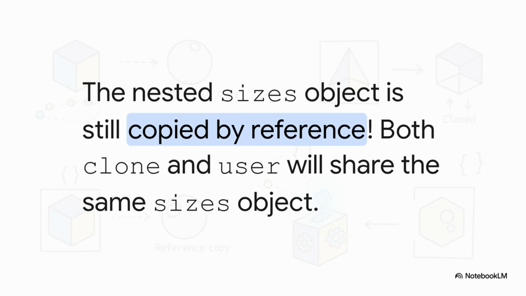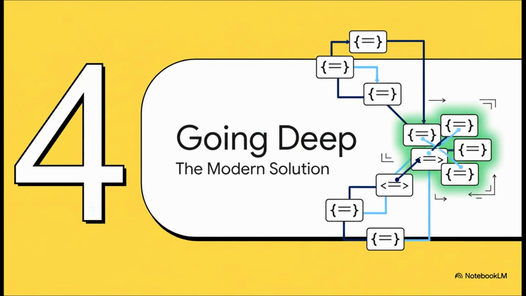And this is the trap of a shallow copy. It copies the top level properties just fine, but any property that is also an object, well, it just copies the reference to that nested object. So our clone and our user are now sharing the exact same sizes object. If you change the height in one, it's going to change in both. Yikes.